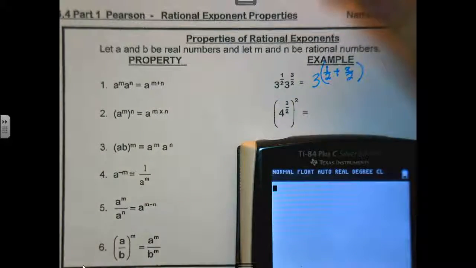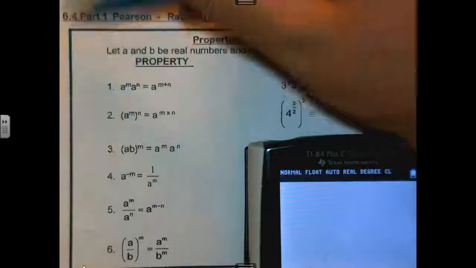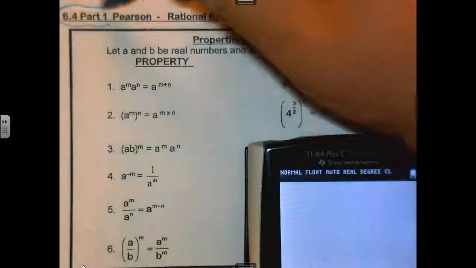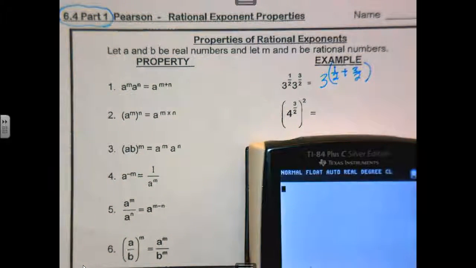6.4 part 1. Okay, 6.4 part 1. I think page 4, 5.